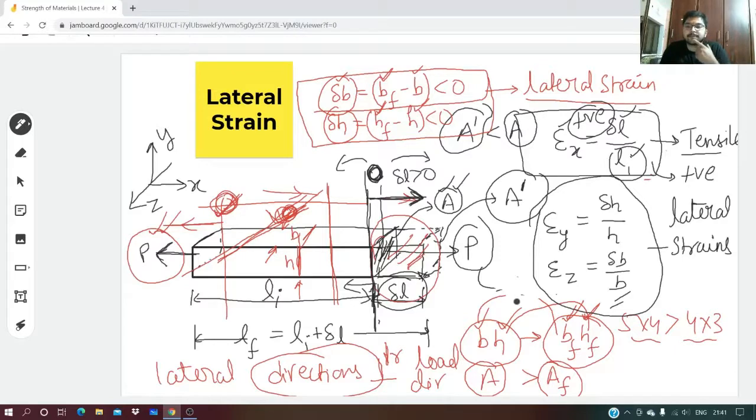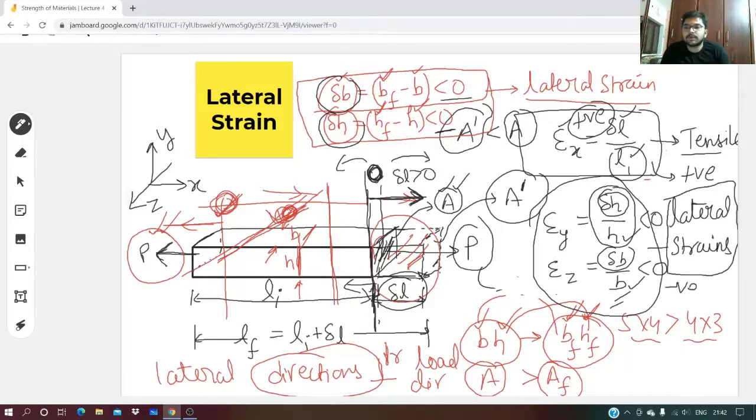Now due to that, what is happening for lateral strains? Height is reducing, so delta H is less than 0. Breadth is reducing, delta B is less than 0. So the numerators in both these equations are less than 0. But denominators H and B are greater than 0, they are dimensions. So negative value divided by positive value is less than 0. That means lateral strains are negative when the longitudinal strain is positive.